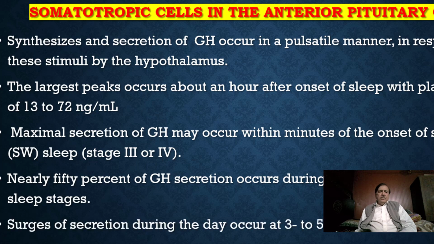Surges of secretion during the day occur at 3 to 5 hour intervals. The plasma concentration of growth hormone at these peaks may range from 5 to 45 nanogram per milliliter. Between the peaks, basal growth hormone levels are low, usually less than 5 nanogram per milliliter.